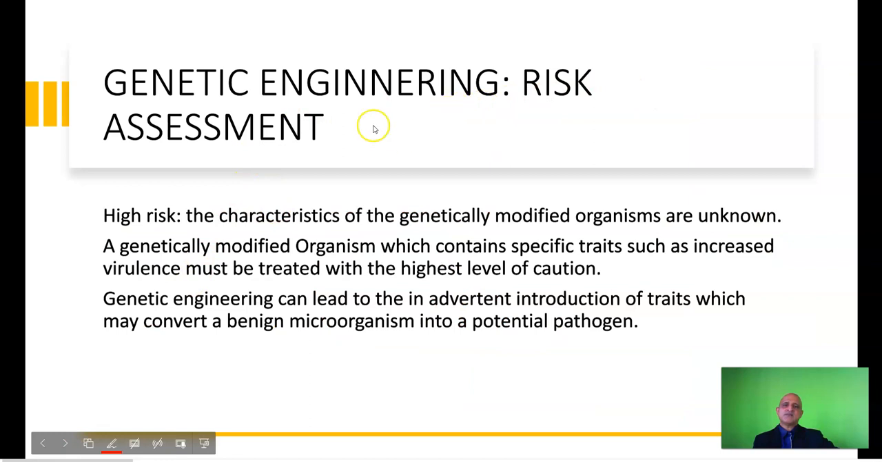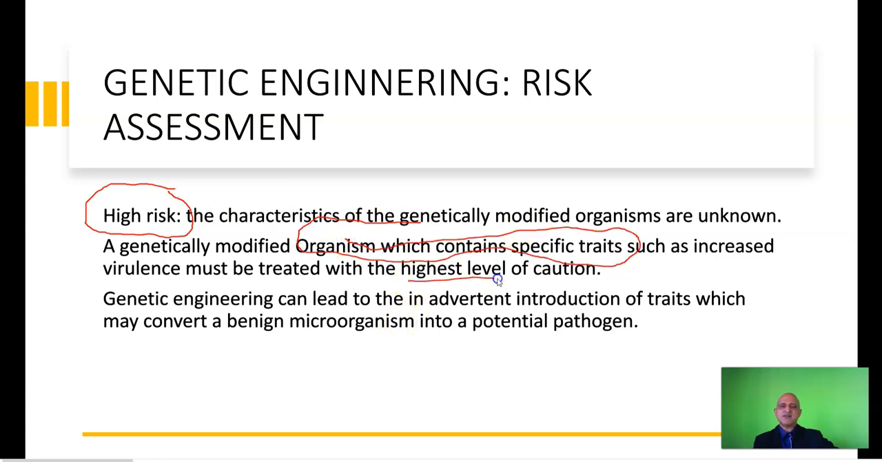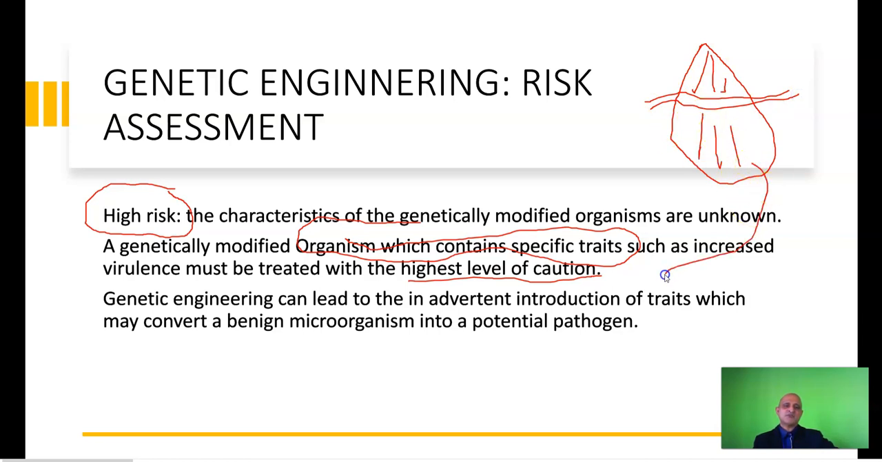Now in the case of genetic engineering, we focus on the risk assessment, as the risk is very high. And a genetic organism which contains specific traits such as increased virulence must be treated with the highest level of caution. In biorisk management, we often refer to the iceberg hypothesis, or basically the iceberg concept, in which these are the risks which are visible above the waterline in the case of an iceberg, and these are risks which are unknowns. So in the case of GMOs, or genetically modified organisms, there's a high number of unknown risks. These can lead to the inadvertent introduction of traits which may convert a benign microorganism into a potential pathogen.